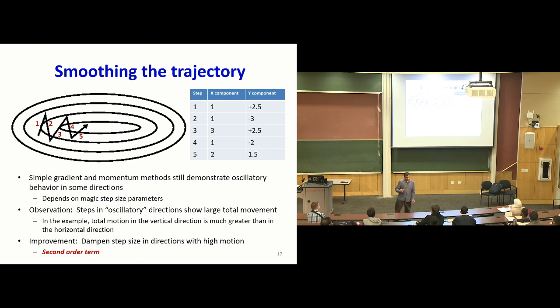You can see what's happening. In the horizontal direction, the steps are always positive, right? In the vertical direction, they are swinging up and down. What do we observe about this? This is actually after applying momentum. So this is not just vanilla gradient descent, right?